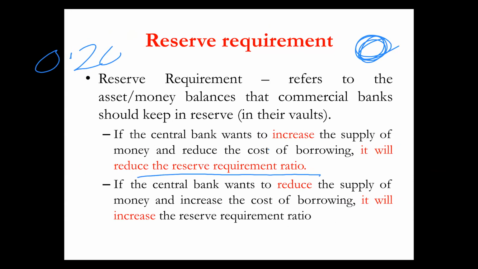And so if the central bank wants to reduce the supply of money, they increase the cost of borrowing, and that will increase the reserve requirement. If we increase the reserve requirement, it simply means we want more money to remain at commercial banks than the money that goes out in circulation via loans, okay? We are reducing the amount of money that the commercial banks are giving out as loans so that more money remains there. So that is how the central bank uses the reserve requirement to control the supply of money. Clear?